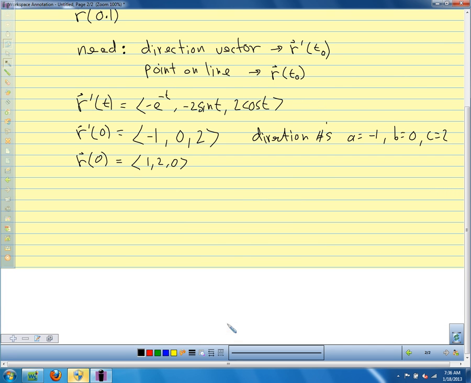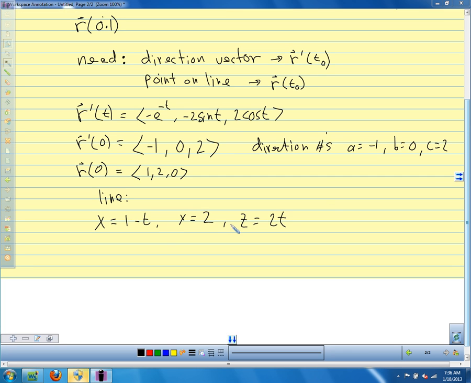So now we can write our parametric equations. Our parametric equations for the line are x equals 1 minus t, y equals 2, and z equals 2t. So there are my parametric equations for my line. And then we want to approximate r of 0.1. So we're using the line to approximate our position at time equals 0.1. So I just substitute in time equals 0.1 into my equations for my line. So r of 0.1 is going to be approximately 0.9, 2, 0.2.